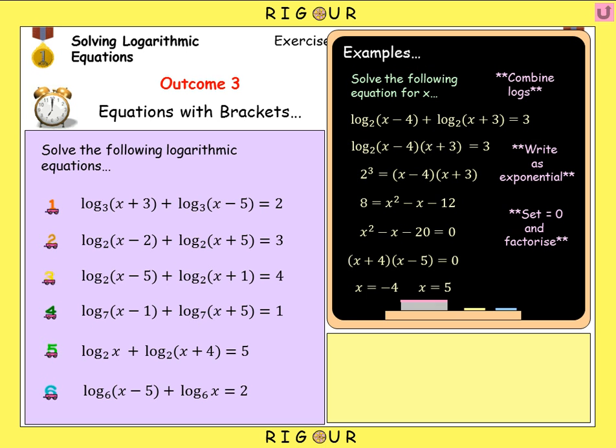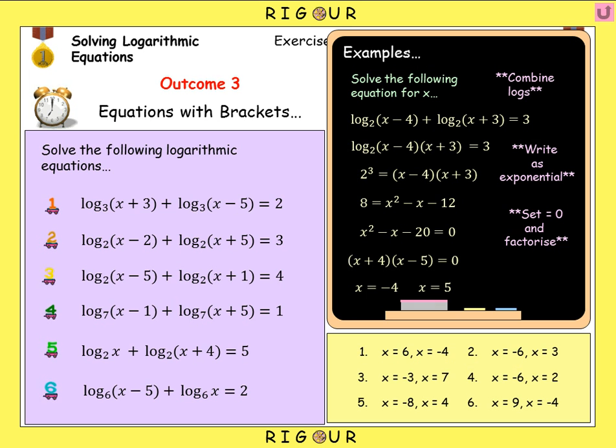Okay, you've unpaused the video, let's go over the final set of answers. So we've got x equals 6 and minus 4, x equals minus 6 and 3, x equals minus 3 and 7, x equals minus 6 and 2, x equals minus 8 and 4, and last but not least, x equals 9 and minus 4. And that concludes our online tutorial for solving logarithmic equations.